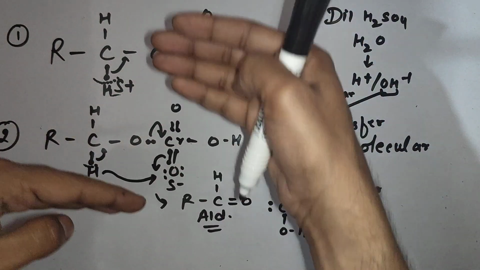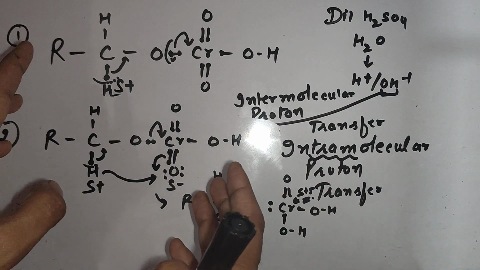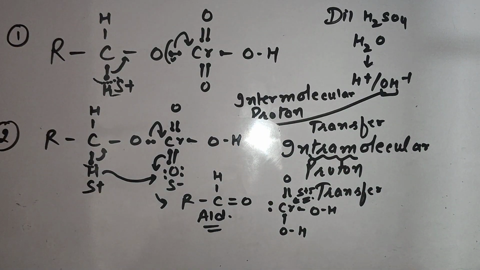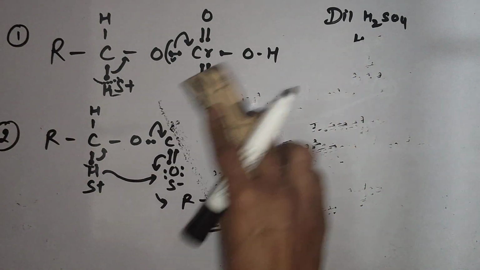In this fashion, two ways are there in which 1 degree alcohol can make aldehyde. Now next, can K2Cr2O7 further oxidize aldehyde? Yes.